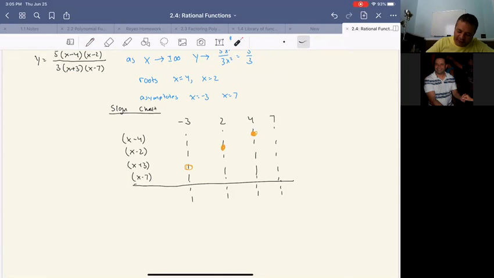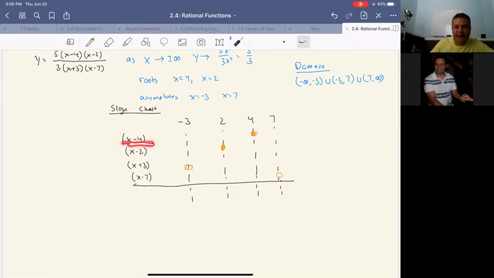Okay, so I didn't write it, but I should have put the domain: negative infinity to negative 3, together with negative 3 to 7, together with 7 to infinity, right? Because negative 3 and 7 were thrown out. And then finally at 7, we're going to have another open circle.